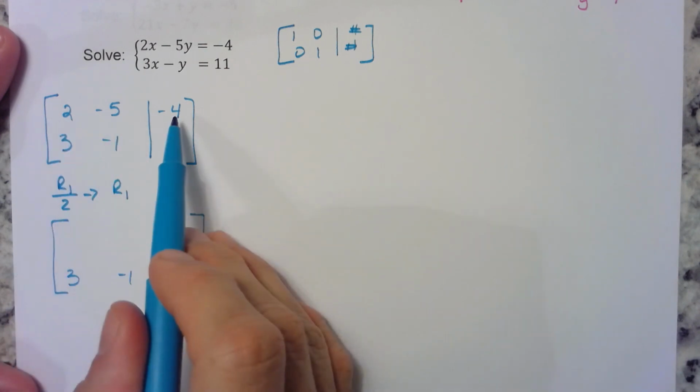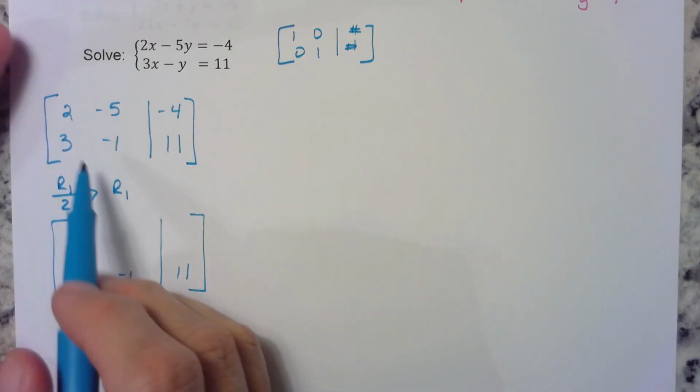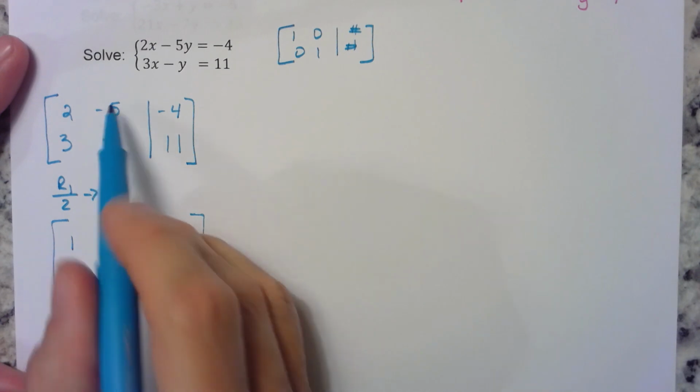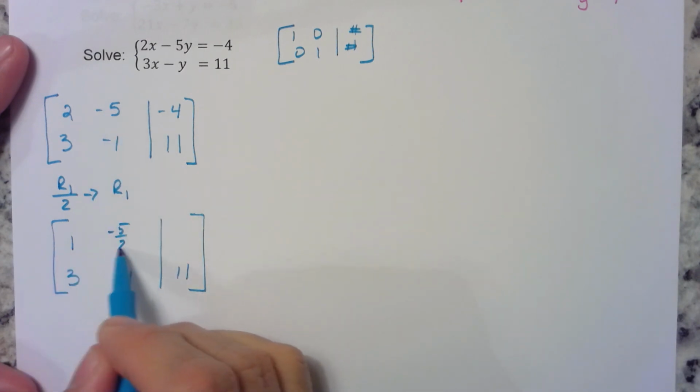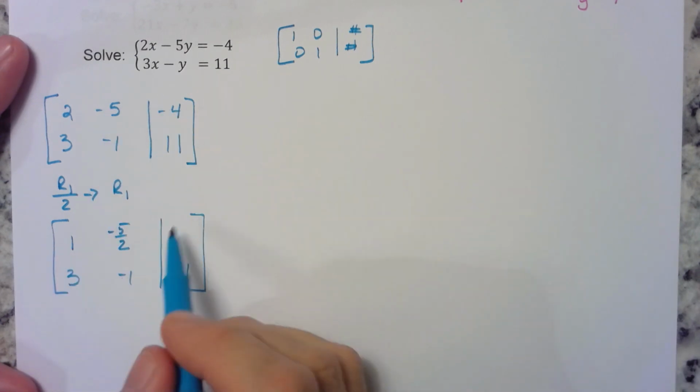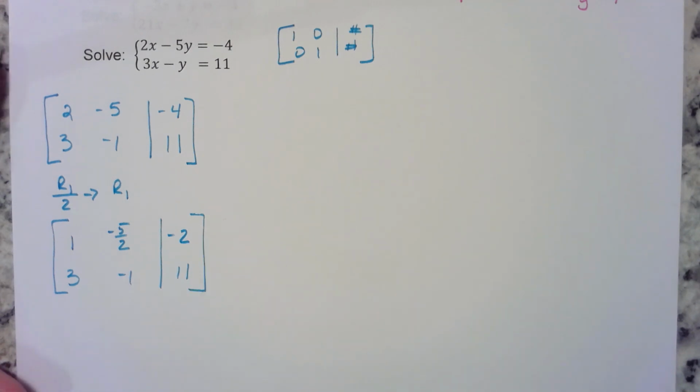Divide everything in row 1 by 2. 2 divided by 2 is 1, -5 divided by 2, and then -4 divided by 2 is -2.